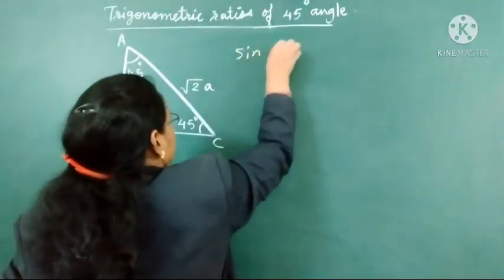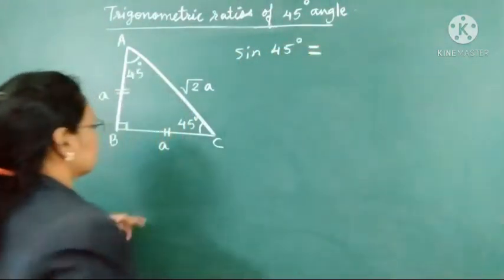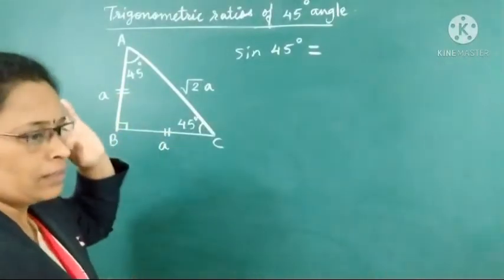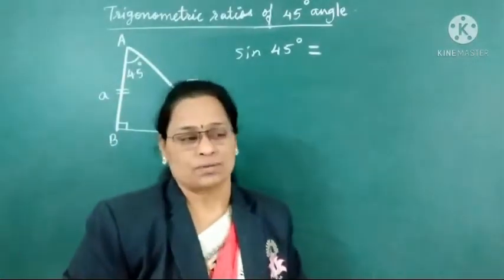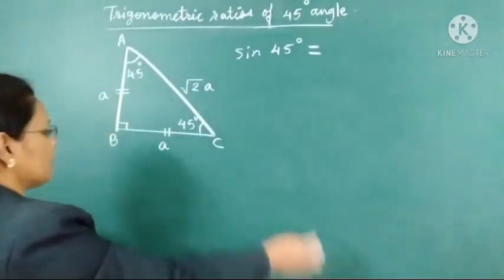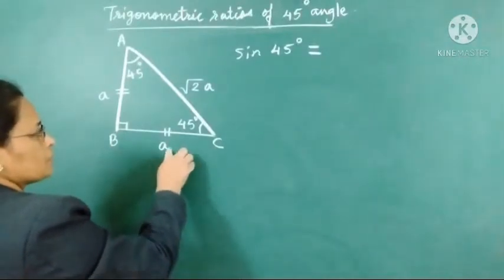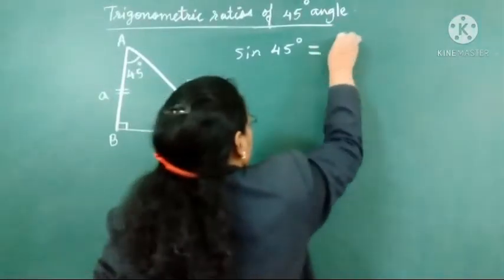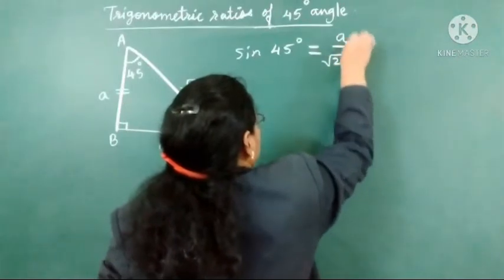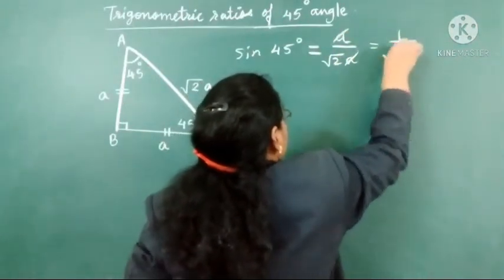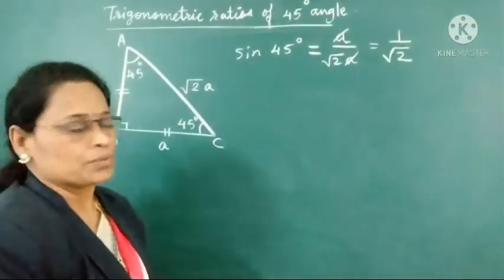So sin 45 degree, any ratio you write, whether this acute angle or this acute angle, you will get the same ratio. So sin 45 degree, opposite side to the hypotenuse, a is to root 2a. Let's cancel it. We get the value 1 by root 2.